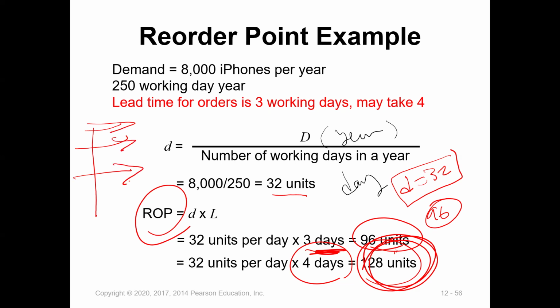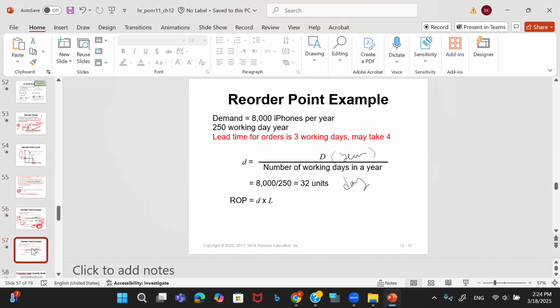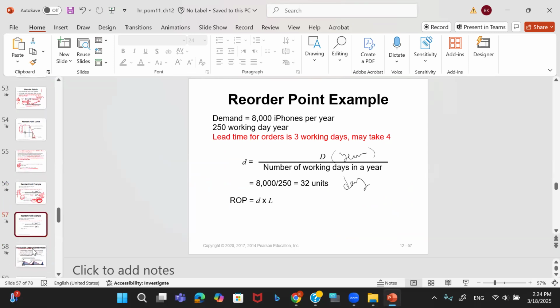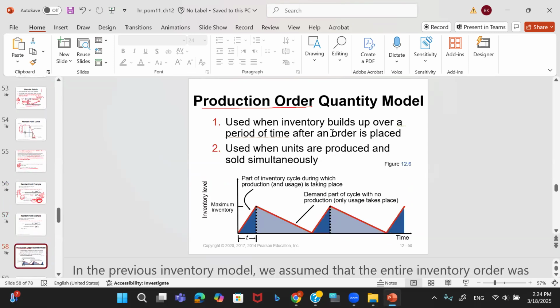How many phones you have in your store, because you need to satisfy your customer. How many cars you have, whatever you sell, okay? The items you have in the store, that tells you when to reorder. That's the reorder point.